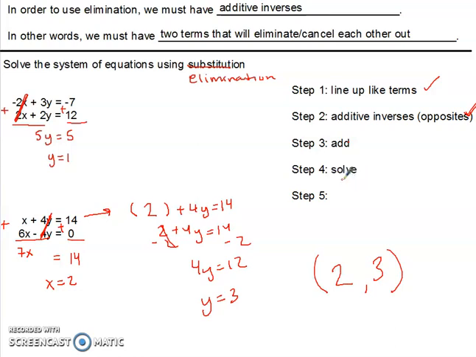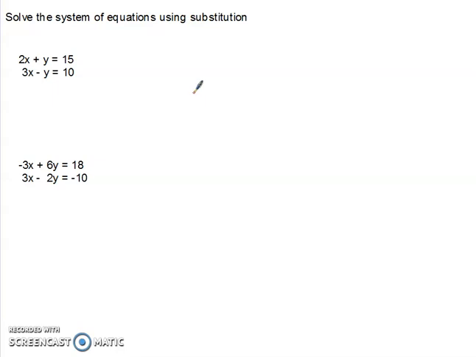So after we added, we then solved to find x. And after we solved to find x, we substituted and solved for y, giving us our solution of 2, 3. Go ahead and take a moment, pause the video, and practice these last 2 elimination questions. You should all be solving by elimination on your own.